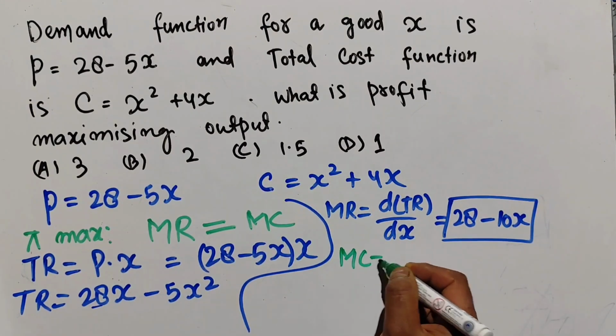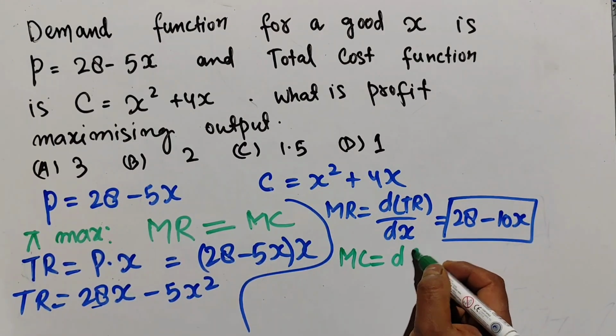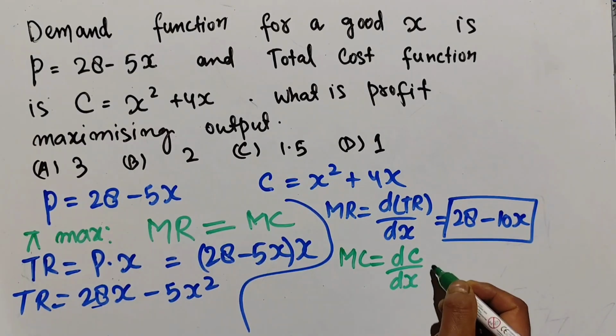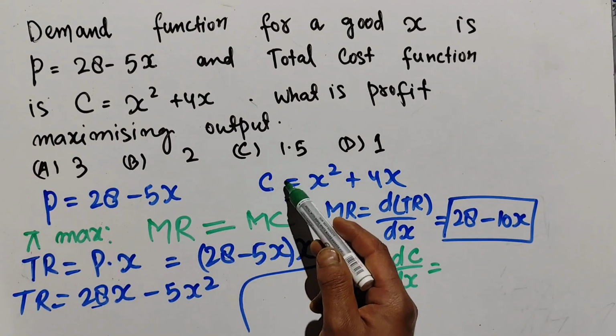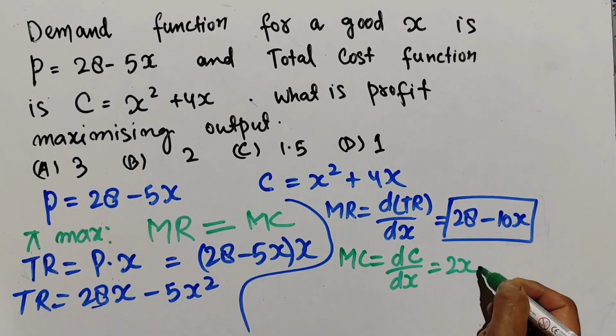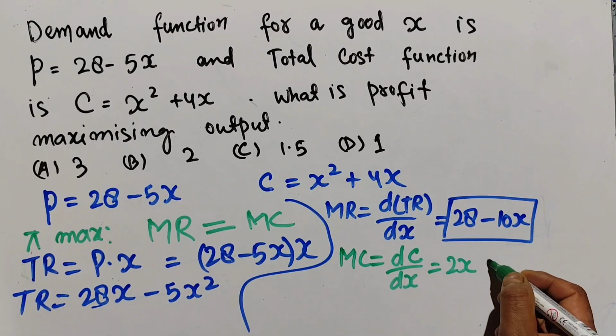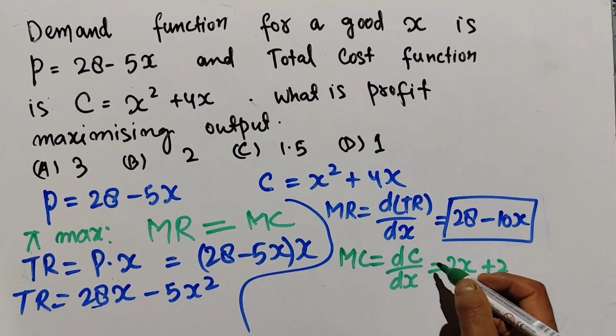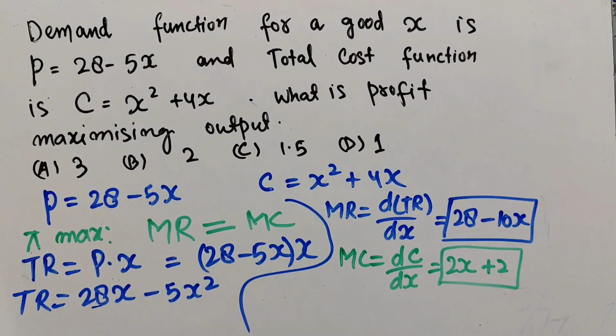Marginal cost is simply the change in the cost due to the change in the output. So this is the derivative of this function with respect to x. Derivative of x square is 2x, and derivative of x in the second term is 1, so we are left with 2. This is our marginal cost.